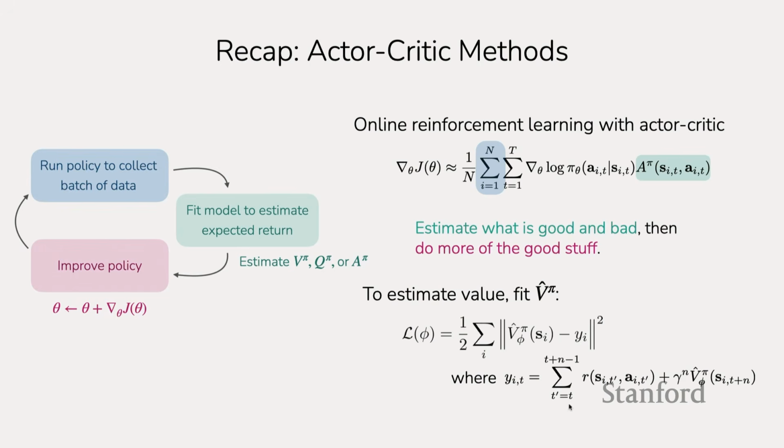And we fit this by trying to predict either just the sum of rewards, or the next reward plus the value function, where we're bootstrapping off of our own estimates, or the sum of a short trajectory of rewards plus the value function after that. And then this advantage function is equal to the reward plus the next value function minus the current value function.